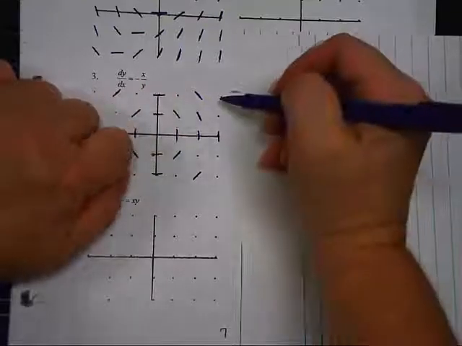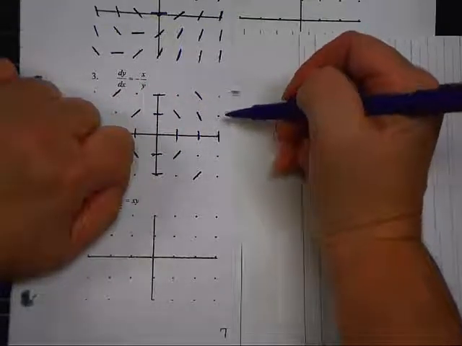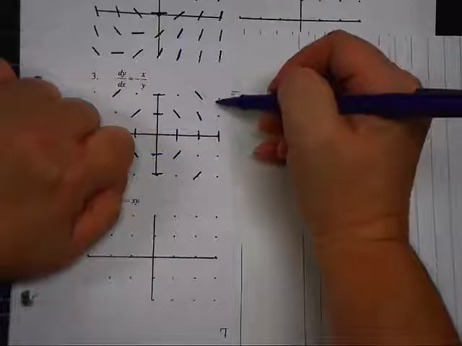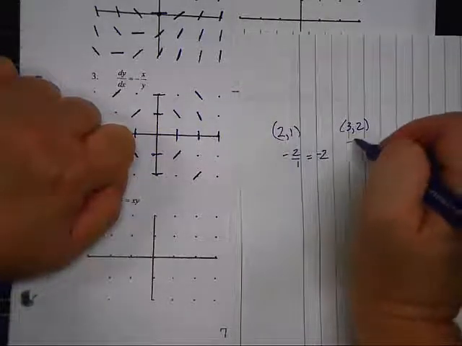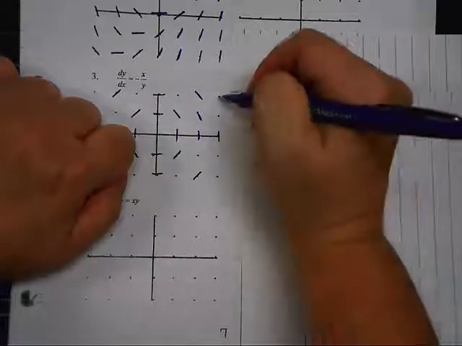Now, diagonally, is that going to be the same slope? Let's check and see. What are the coordinates right here? That's 3, 2. That's not going to be the same slope, is it? No, it's -3 over 2. We can go ahead and do it, though.